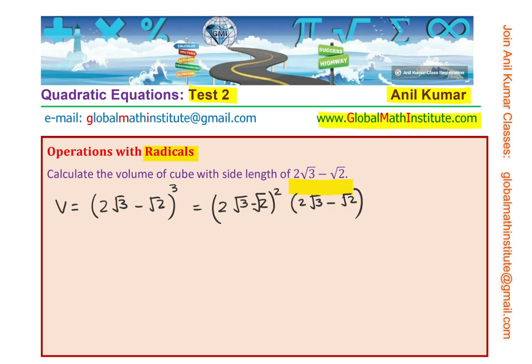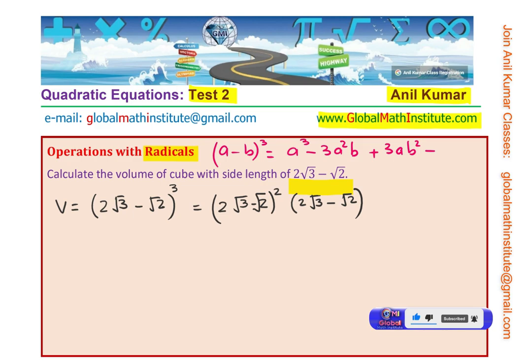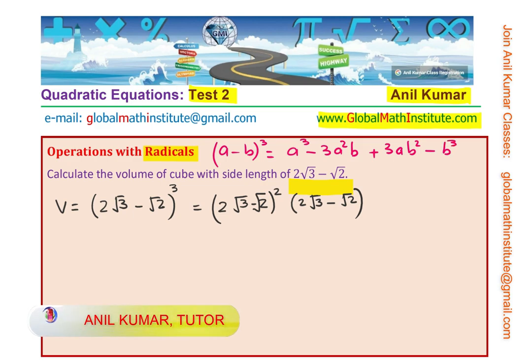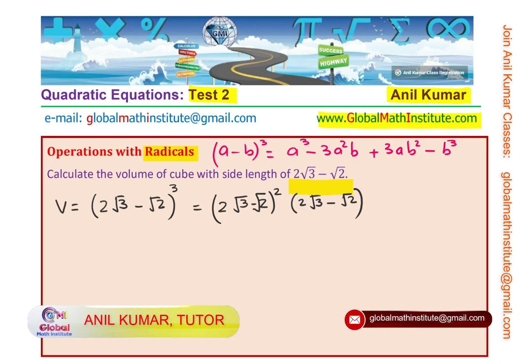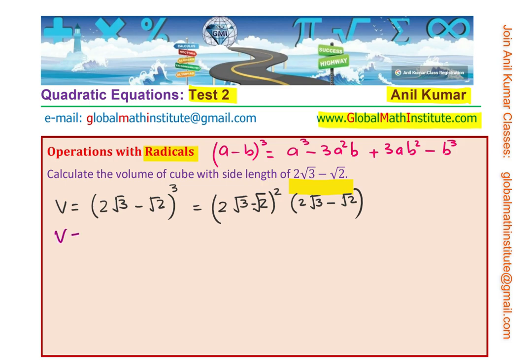2. Well, if you know the formula for a minus b whole cube, you could also use that. Let me write down the formula, but I'm not using it here. A minus b whole cube. You could use the formula, which is a cube minus 3a square b plus 3ab square minus b cube, right? You could use this formula to expand. Well, I'll use the square formula because most students do not know this cube formula, right? Maybe that is the reason why this question is there in the test paper.